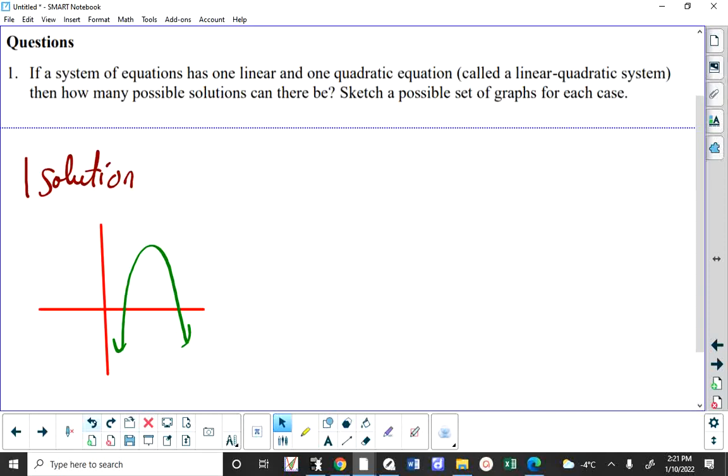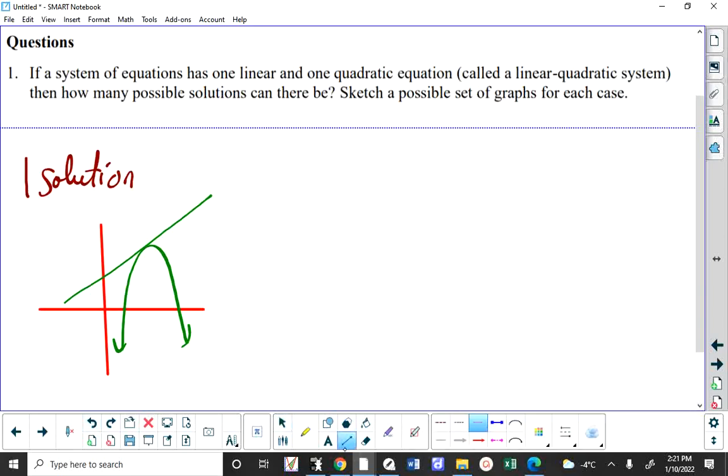And there's a word for that. Does anybody remember or know? When you have a line that just clips it, there's a special word for how that touches the parabola. Seamus, it looks like you maybe want to guess. I know I've heard it, I just can't remember it. The word is tangent. It has nothing to do with trigonometry directly, but it's tangent. So that would be one solution.